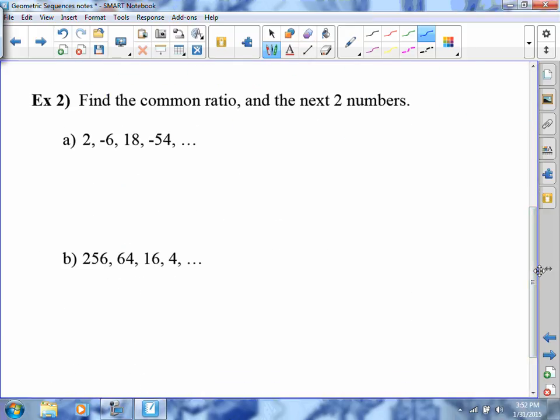Okay, for example 2, we're going to do the same thing. We're going to find that ratio and the next two numbers. Again, to go from your first term to your next term, you're either multiplying or dividing. Here the numbers are increasing, so we must be multiplying. So 2 times what is negative 6? That's negative 3. Let's try it again. Negative 6 times negative 3 is a positive 18. Times negative 3 would be a negative 54. Notice that the signs are alternating here. That tells you that you're multiplying by a negative 3.